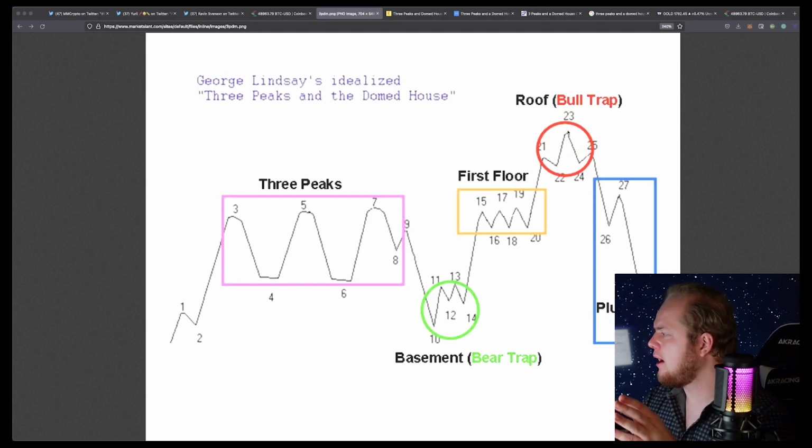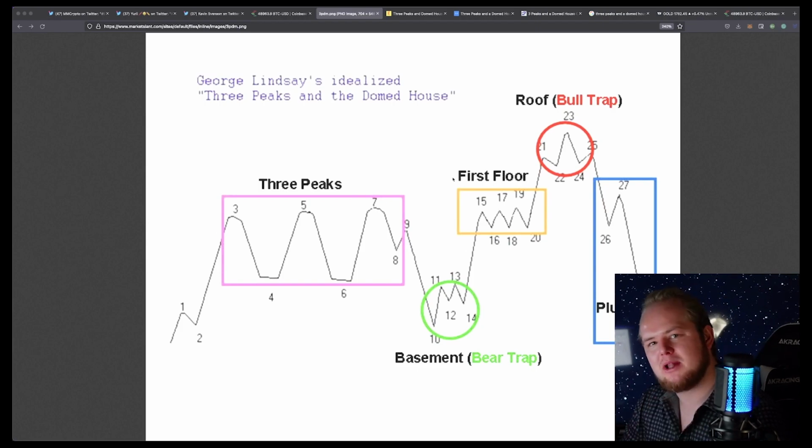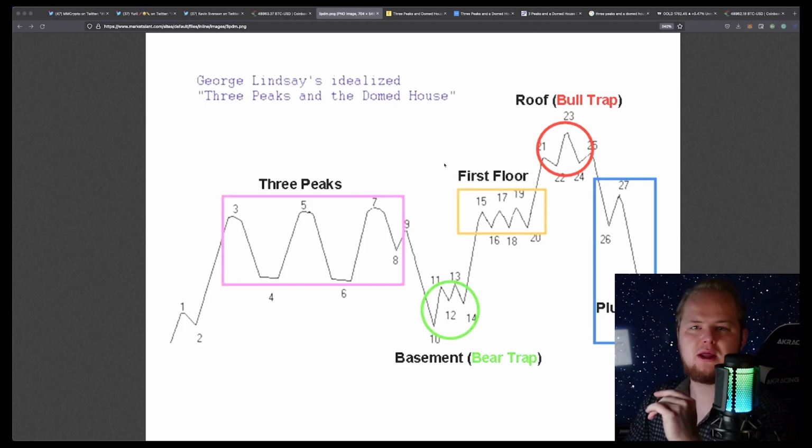Now, my view on this is different. I don't think that we've actually played out this pattern all the way through.